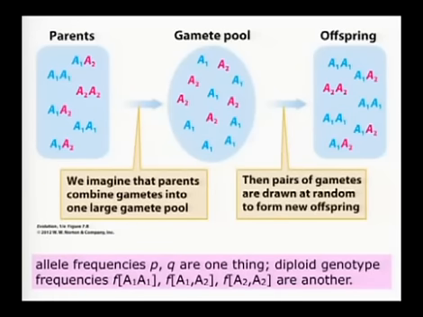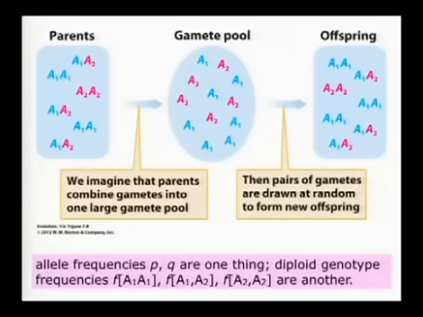And you could calculate the frequency of A1, A1 in the population, the frequency of A1, A2 in the population, the frequency of A2, A2 in the population. So those are the genotype frequencies, the diploid genotype frequencies. Now you can also think about the allele frequencies in the gene pool.